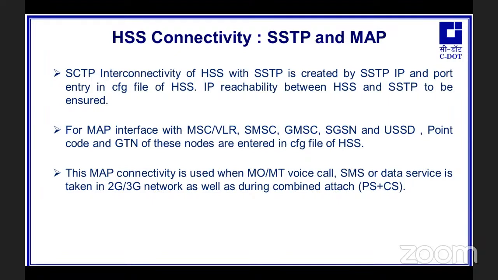I think there will be multiple STPs in different zones. Multiple STPs can be connected by ensuring the IP reachability at both the sides. The MAP interface will be there between the HSS and the MSC VLR or SMSC, GMSC, SGSN and USSD point code. Basically, the distinguished point code and GT numbers of the node are required to be entered when deploying or configuring the HSS node.